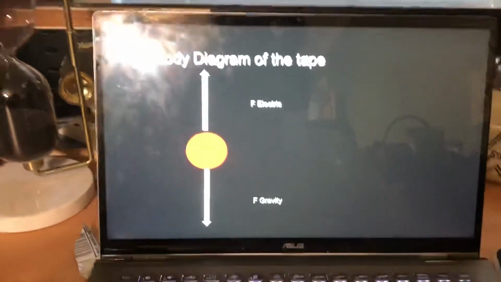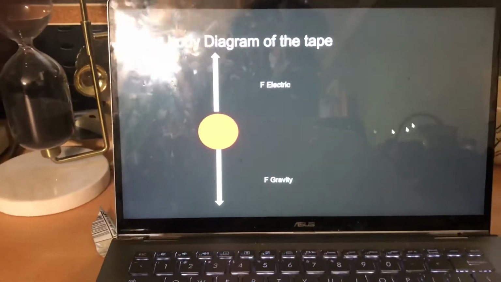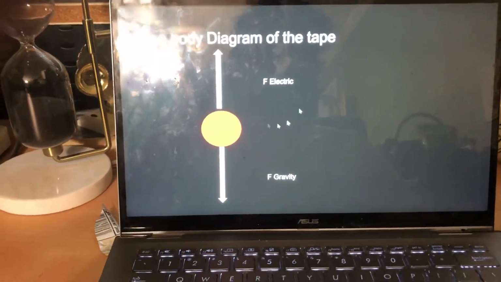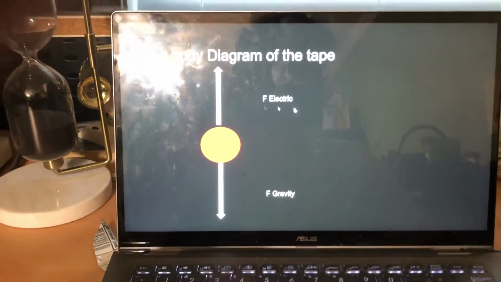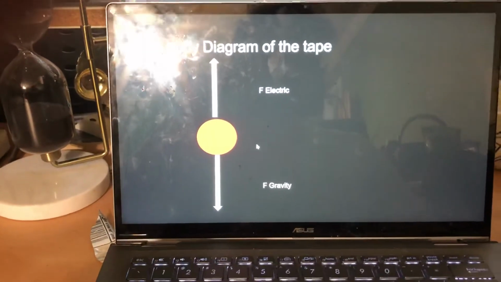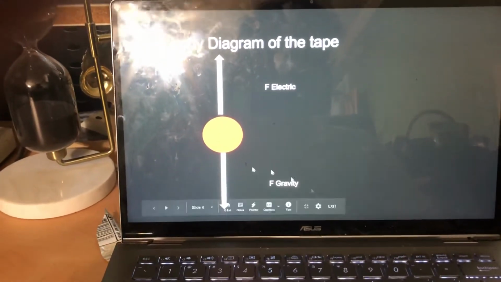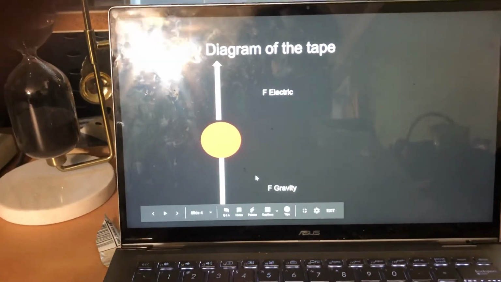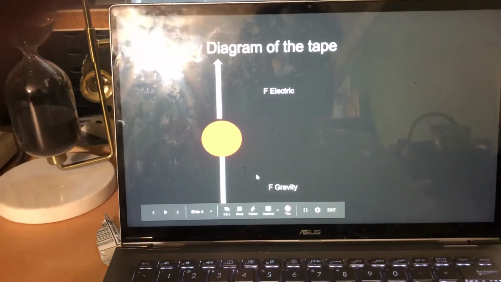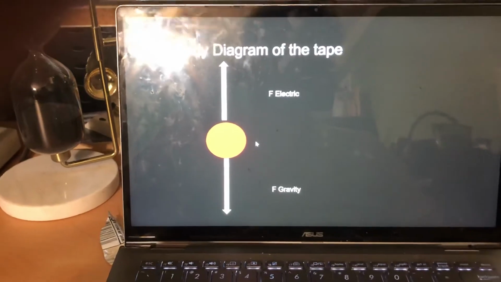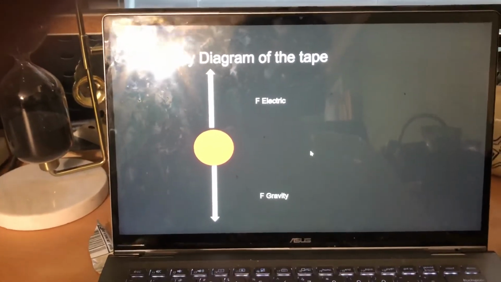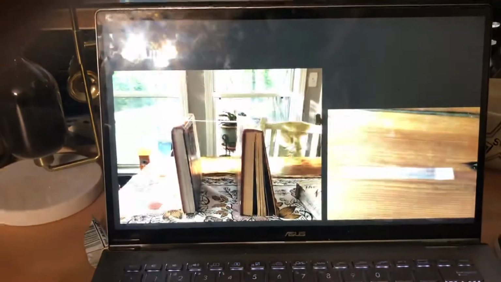This is a free body diagram of the piece of tape. The electric force is pointing up, due to the similarly charged piece of tape repelling it upwards, and then the force due to gravity is pointing down.